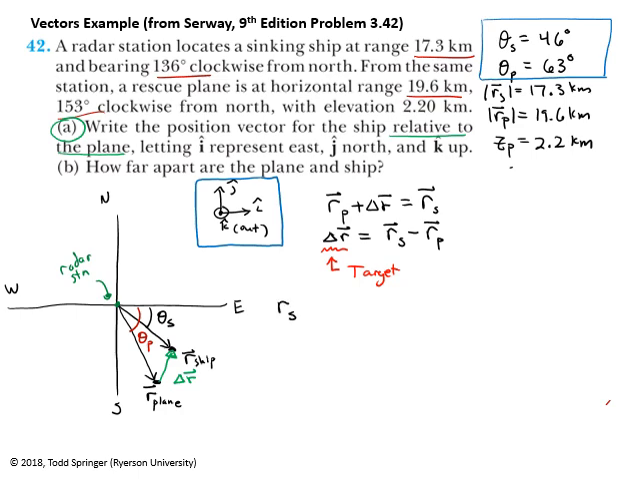Let's do rs. I'm going to write it like this. Magnitude rs cosine theta s, this is the x component, i hat, minus rs sine theta s, j hat. Okay, so remember that this rs is the magnitude, right? That's a positive number. That's 17.3 kilometers. So the vector from the picture clearly has a positive x component and a negative y component. That's where this minus sign is, right?